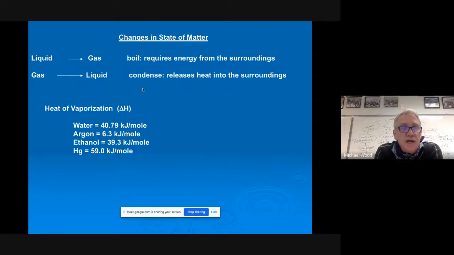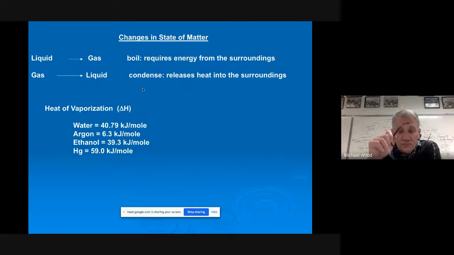One thing I don't have written down here that would be good to know, and it's an important point to make, is that a change of state, meaning going solid to liquid or liquid to gas, or solid to gas or gas to liquid, is breaking intermolecular bonds, not breaking intramolecular bonds. So when we're going liquid to gas, we're breaking intermolecular bonds, and when we're going gas to liquid, we're actually forming intermolecular bonds.